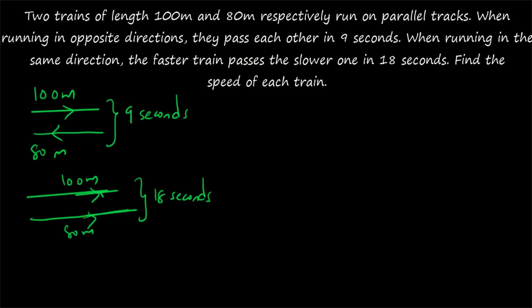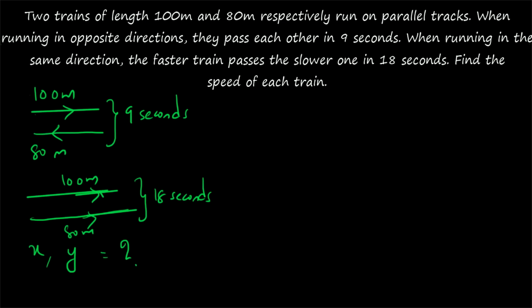You have to find the speed of each train. So suppose the speed of the first train is x and the speed of the second train is y. You have to find out the speeds x and y. Here we have two unknowns and two pieces of data are given, so you can solve the two equations and find out. Just be familiar with these kinds of questions.